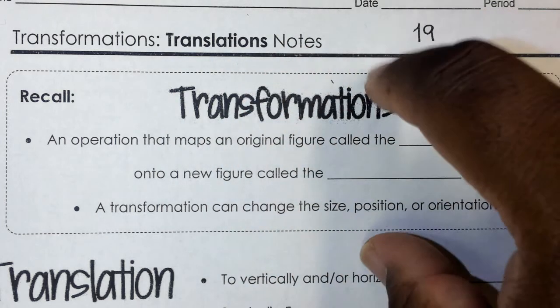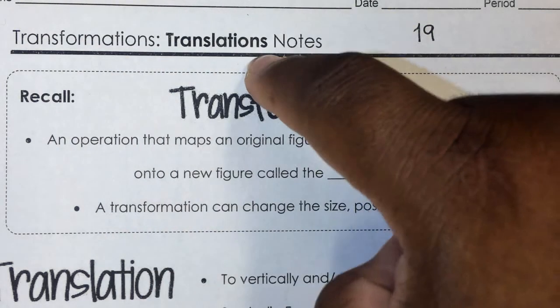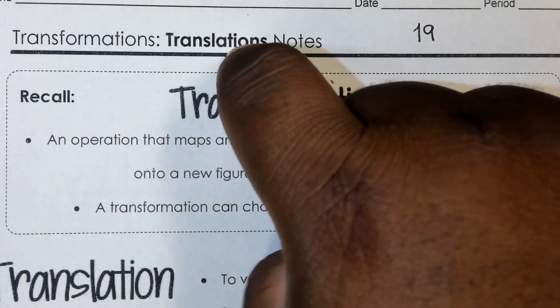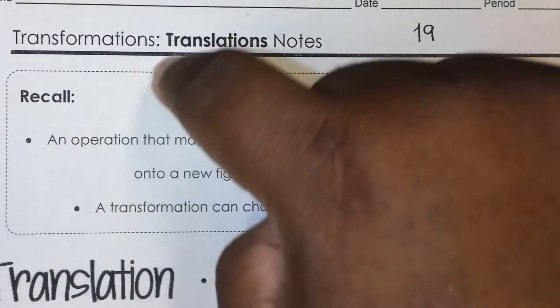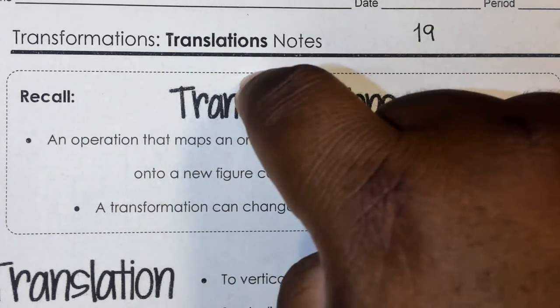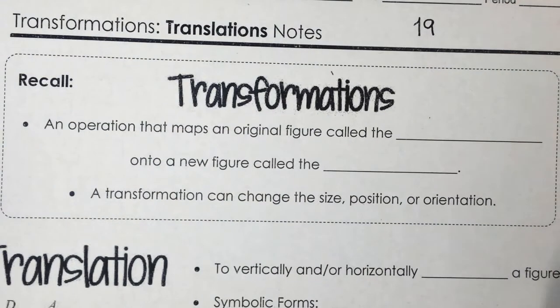So I want to make that clear off the bat, because I feel like kids always get these 2 terms confused, because I guess the words are close in spelling. These are 2 different things. Transformation includes all types of transformations. A translation is a single type. It's one thing. Alright.